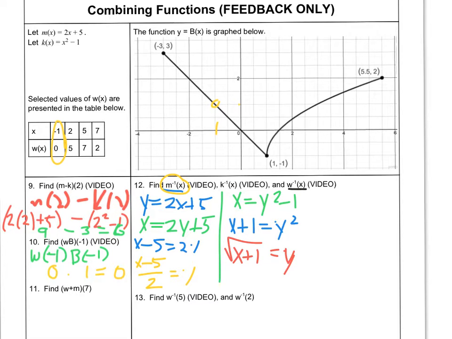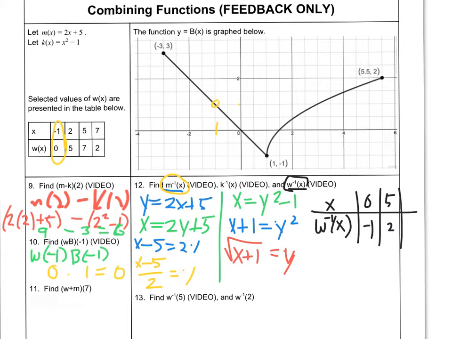And finally, for w inverse, that's my table. We know that we just build a table where the x and y values are switched. So if we've got x and w inverse of x, my table is going to be 0, negative 1, and then 5, 2, and then 7, 5, and then 2, 7. And that's it.